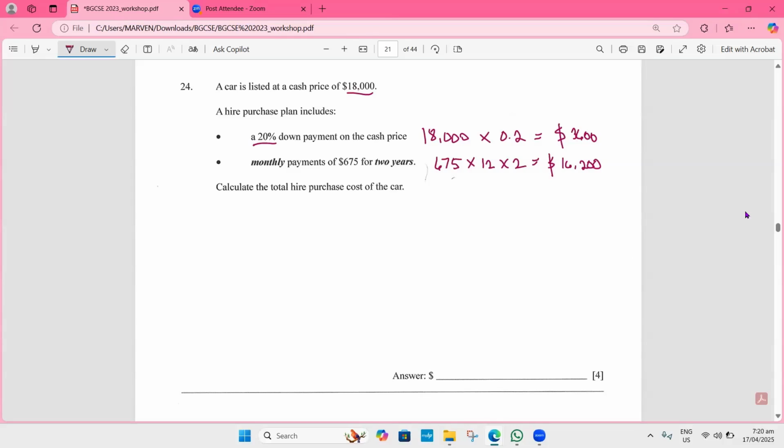And therefore, to get the total hire purchase, we're going to add the 20% down payment on the cash price and the monthly payments for 2 years. So it is 3,600 plus 16,200. That will give you a total purchase of $19,800.